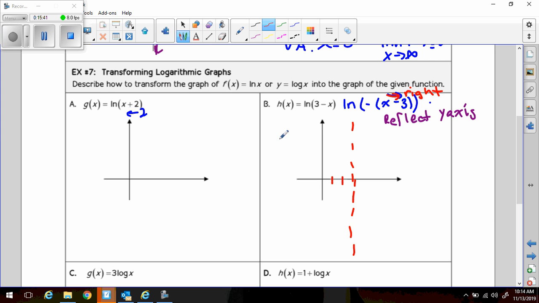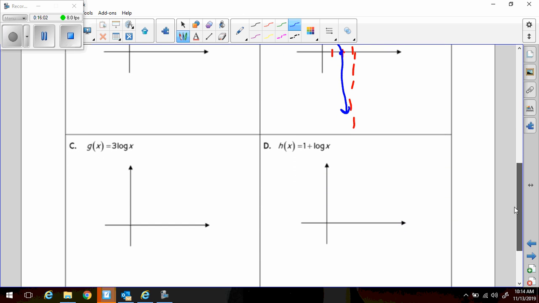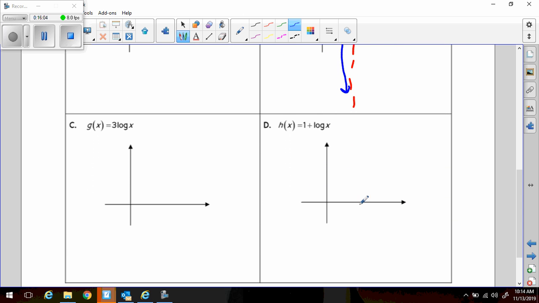And remember, it was going this way. So I know that it's going to go through this point right here, maybe 2, 0. And it looks something like this. Check it out and see. You guys can just try these and see what happens. Really, all this one does is shift everything up 1.